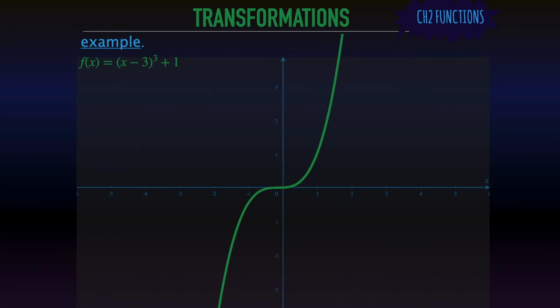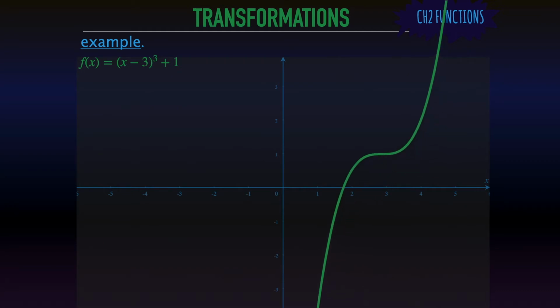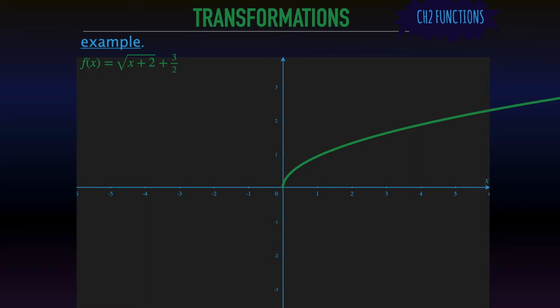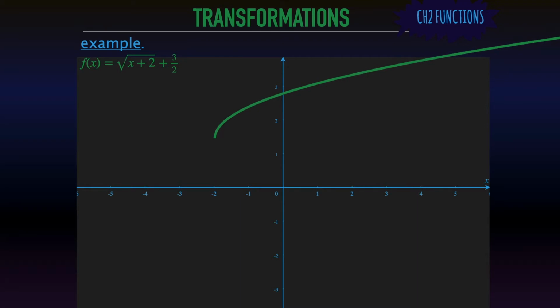So an example, here we have the cube function, so it's centered at the origin, and that's going to tell us to move 3 units to the right and 1 unit up. And that means that our new vertex is going to be 3, 1. In this case, we have the square root of x plus 2, and on the outside we have plus 3 halves. So same thing here, we're going to move 2 units to the left and up 3 halves, and that's going to be our new vertex.